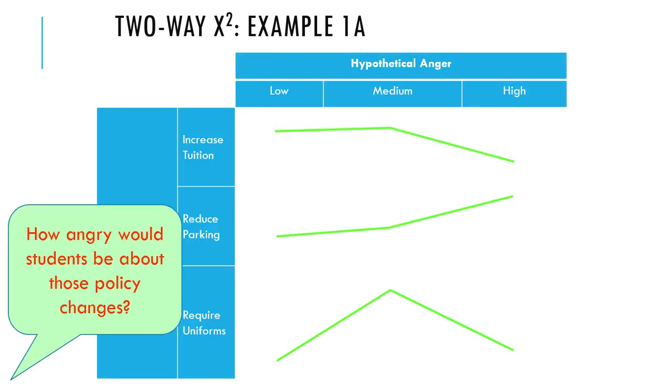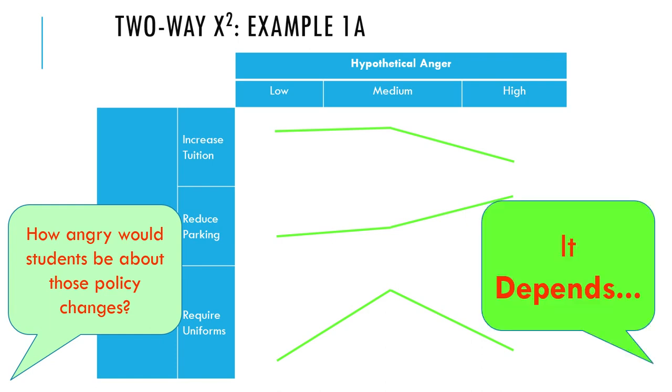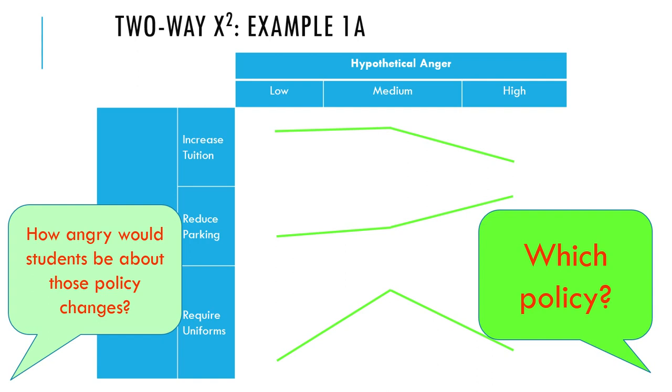So looking at this example, when there is an association, the lines are not parallel. We can imagine people having a conversation and somebody wanting to know about just one of the variables, wanting you to summarize one of the variables without talking about the other one. How angry would the students be about the policy changes? You can't answer that without looking at the individual policies. You have to say it depends. So the values or the patterns across the hypothetical anger variable depend on which level of the policy variable you're at. So you have to talk about the individual levels of the policy variable.